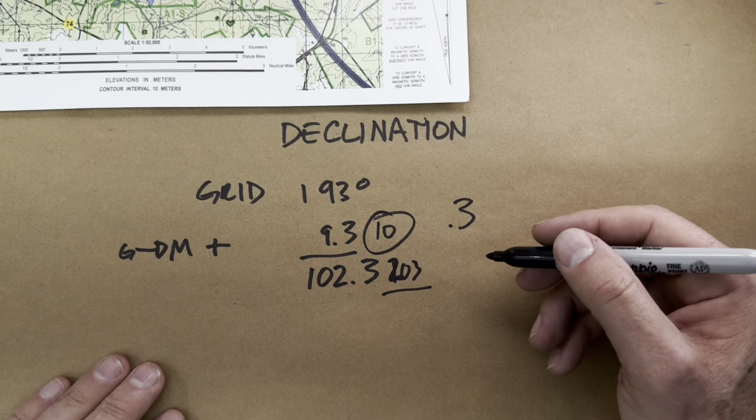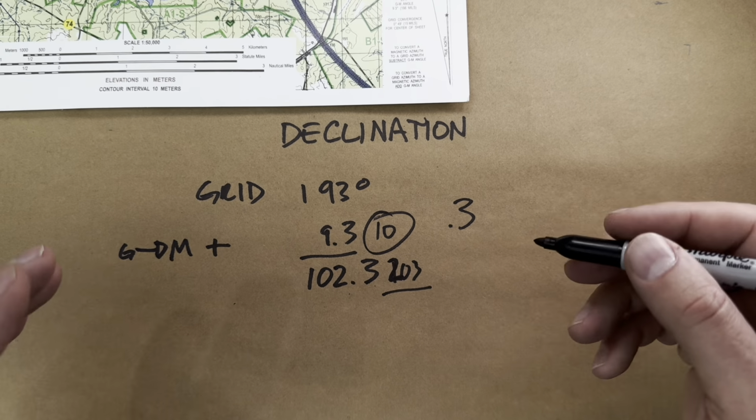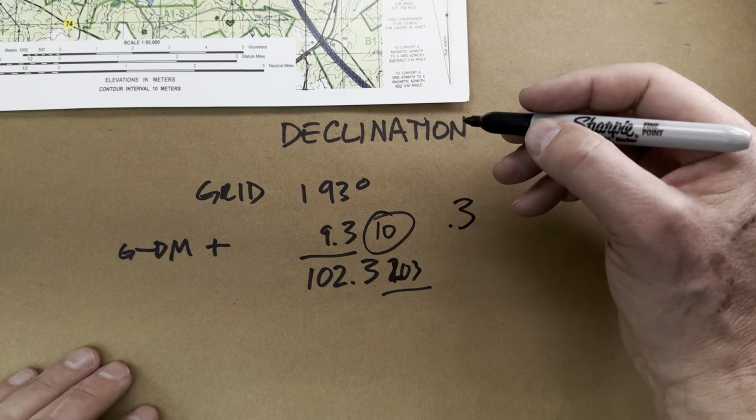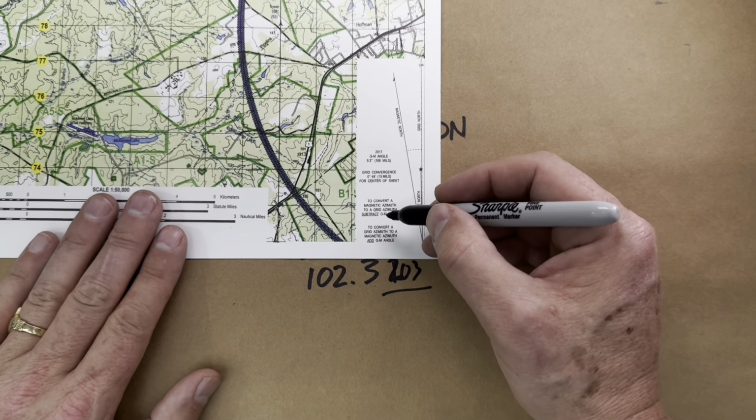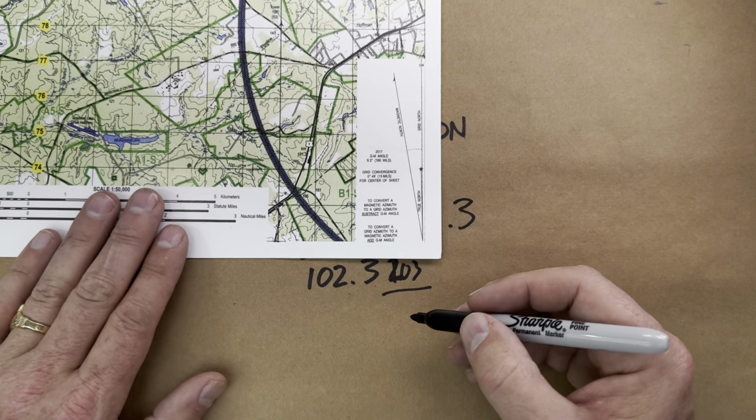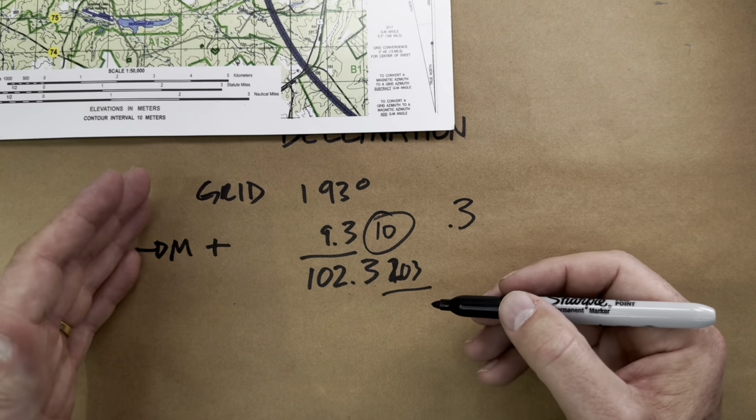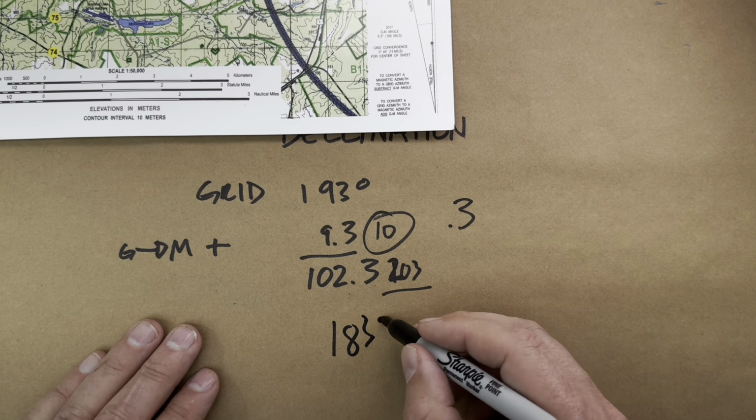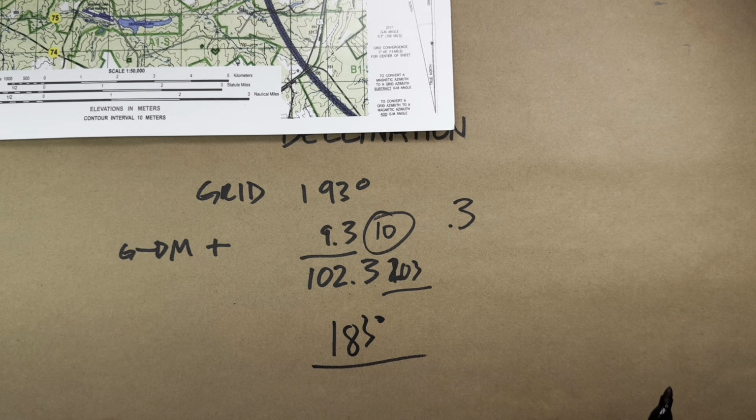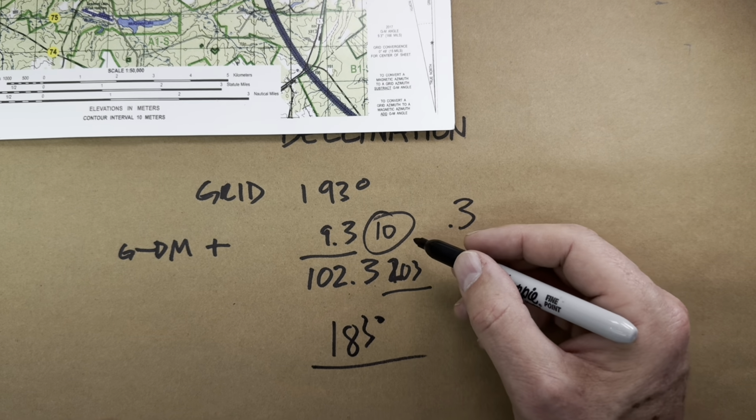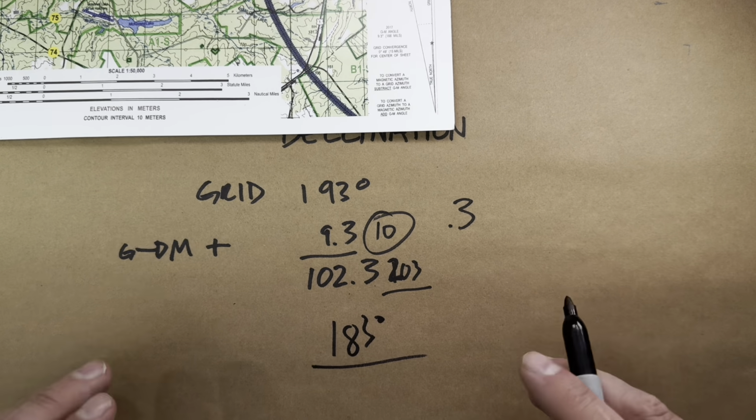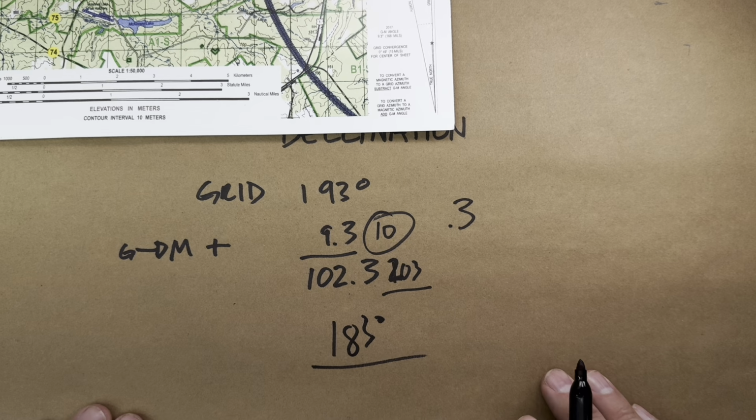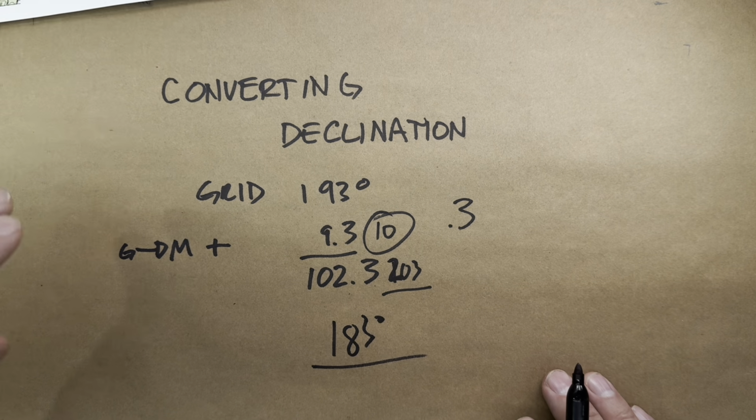I've seen many candidates fail on this. They will mess up, even though it's written right on the map, whether they should add or subtract, and when they're going from grid to magnetic they'll end up subtracting and ending up with 183. Man, you're in for a bad day. You're going to be way off target. So I like to ease it up a little bit here. I just go with the 10, which makes it easy for all the calculations. But that is how you convert declination.